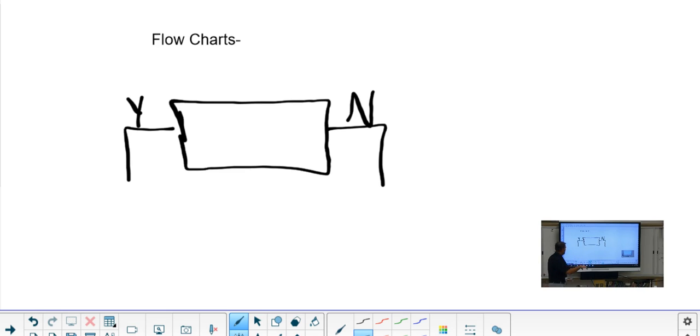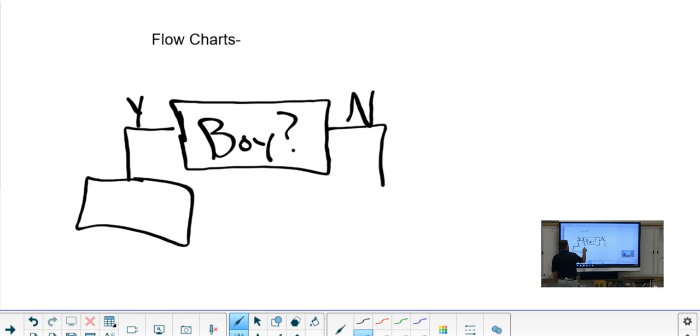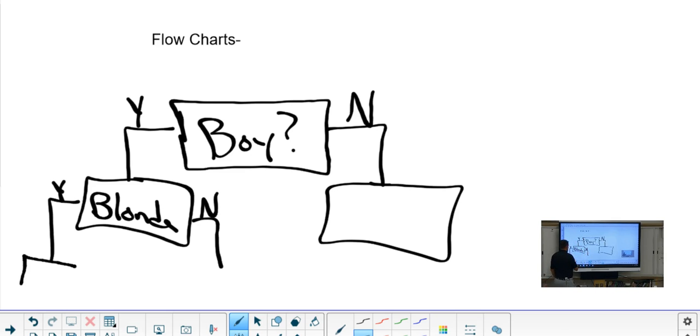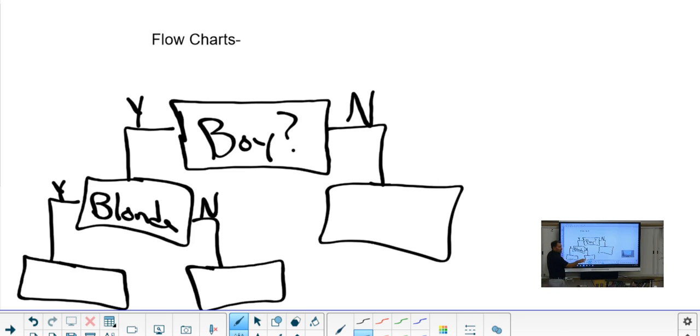All right. Are you a boy? Then, over here, what's another yes or no question I could use to separate the boys? Hair color? All right. Blonde. So this box, if I was going to not ask any more questions, I would put all the blonde males, right? And over here, I would put all the non-blonde males. Easy enough so far? All right, I could ask another question.